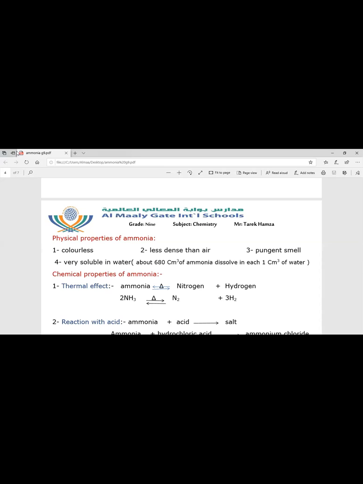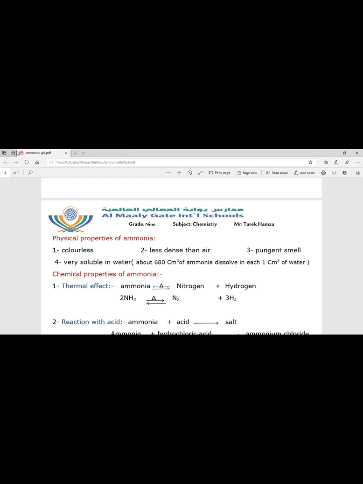Again, the physical properties of ammonia. Number one, colorless. Number two, less dense than air. Number three, has a pungent smell. Number four, very soluble in water. About 680 cubic centimeters of ammonia dissolve in each 1 cubic centimeter of water.